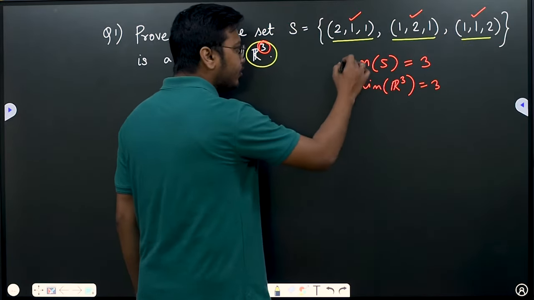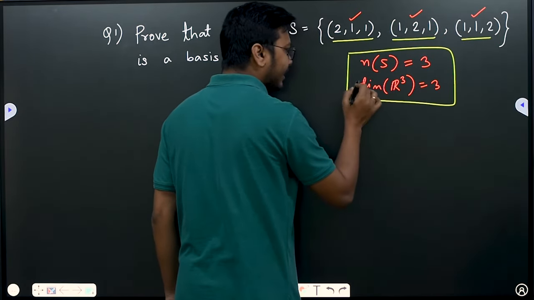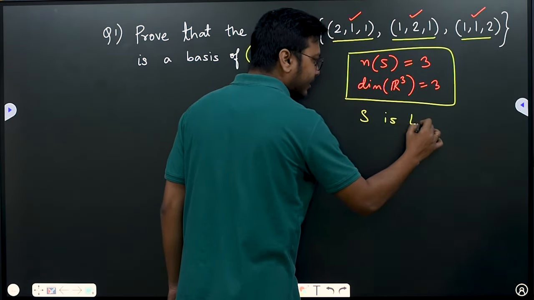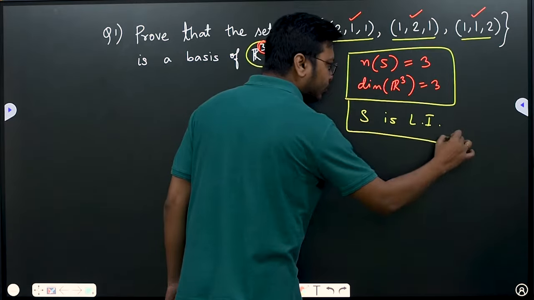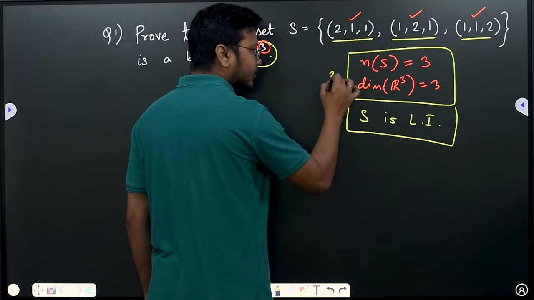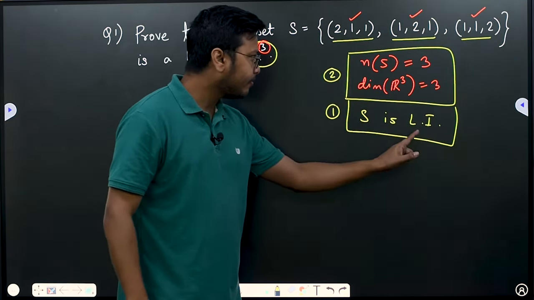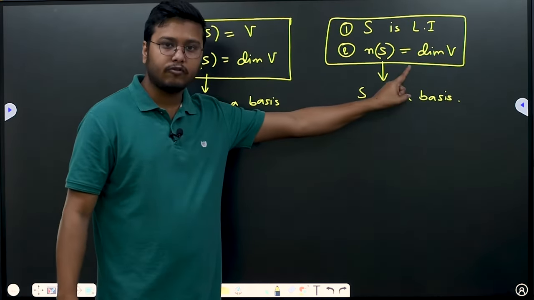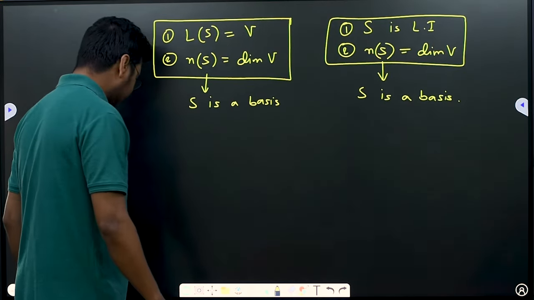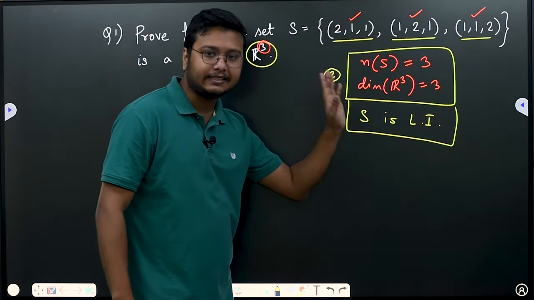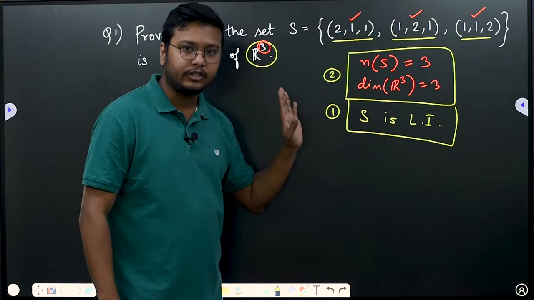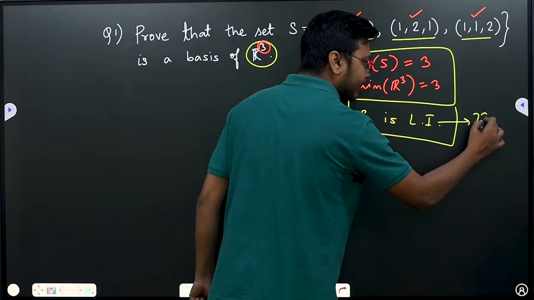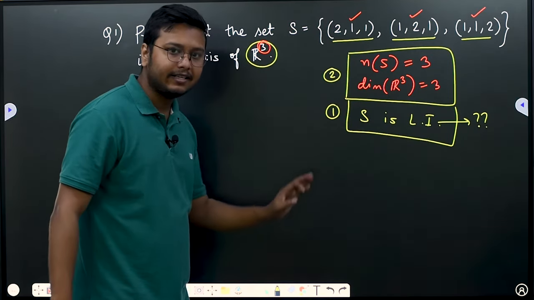So all we need to do is show that along with this, S is linearly independent. So these two things, number one, that S is linearly independent, and number two, that the cardinality is equal to the dimension, which is the thing I wrote over here. If that is happening, then directly I can say S is a basis of R3. So all I need to prove is whether S is linearly independent or not.